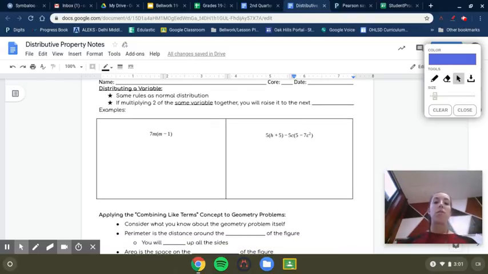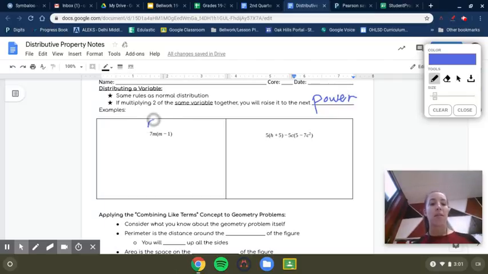So the same rules are going to apply with the distributive property. You're still going to multiply the number on the outside, but then you also have to multiply a variable at times. When multiplying two of the same variable, that will actually raise it to the next power. And I will show you what I mean by that with this first example.